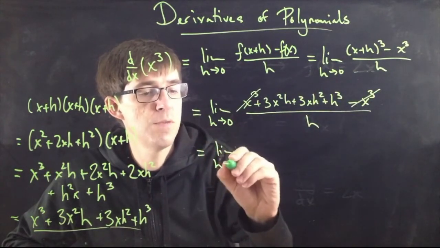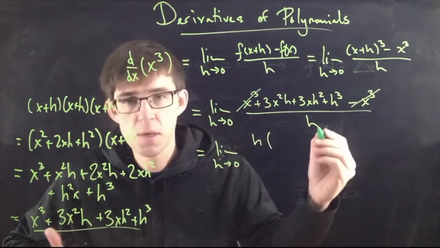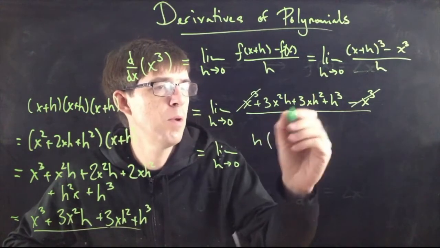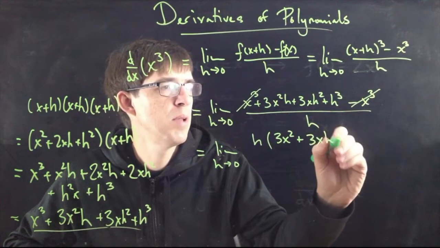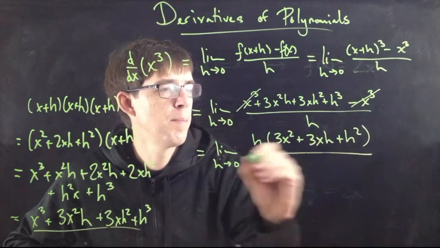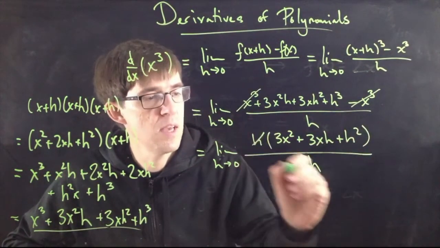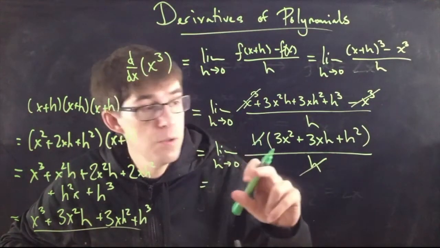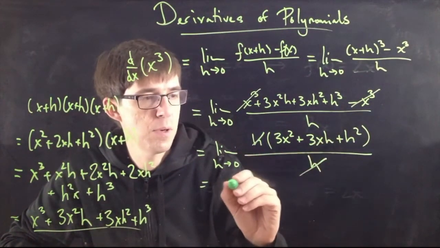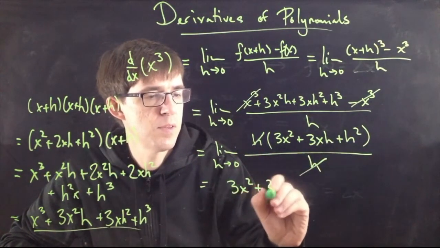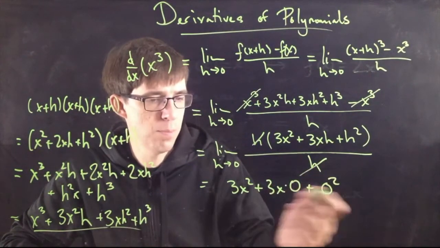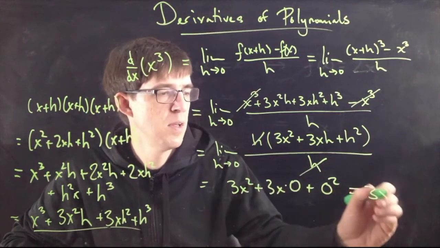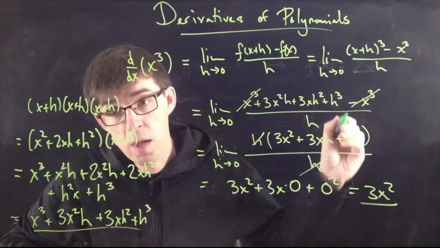And everything else here has h as a factor. So I'm going to factor the h out on top, like we always do. What remains? 3x squared plus 3xh plus h squared, right? Divide by h. We cancel the h's. At this point, we can actually do the limit by plugging in h equals 0. So I just get 3x squared plus 3x times 0 plus 0 squared. And those are both 0. So the whole answer is just 3x squared. Okay.